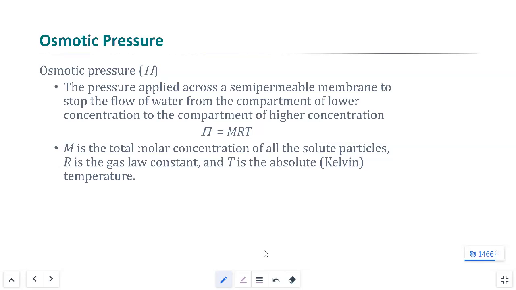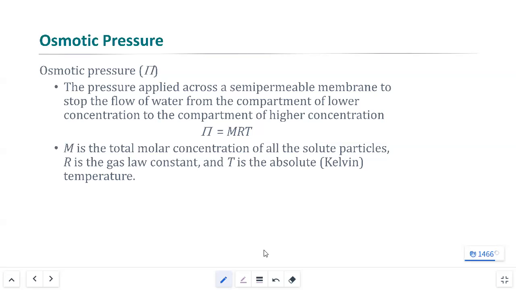Osmotic pressure can be measured as follows. Let's say that we have a semi-permeable membrane, and water is flowing across that semi-permeable membrane. What osmotic pressure would be is how much pressure I need to apply to one side of the semi-permeable membrane to stop water from flowing across.